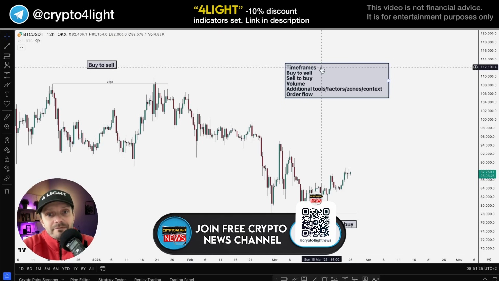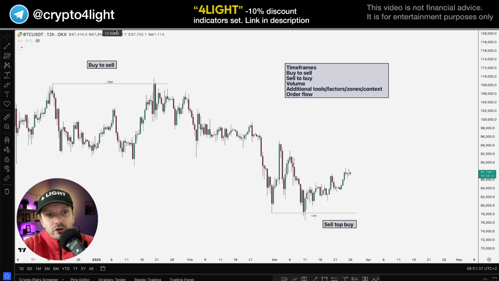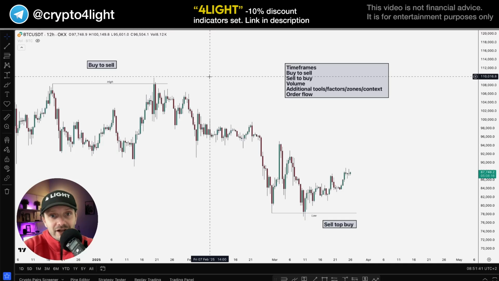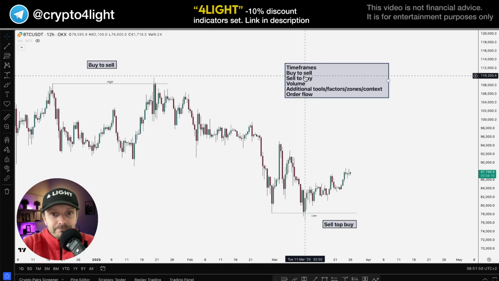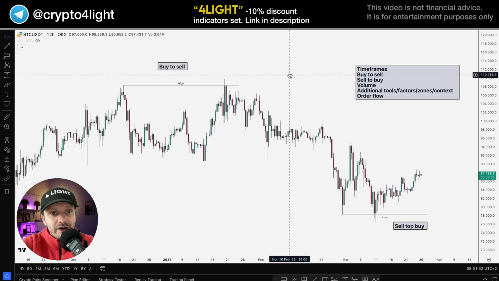So time frames matter. In this example, I want to show you the 12-hour time frame. Only this one. You can adjust and find absolutely the same models on different time frames. So it's just fractals. First time, it's buy to sell. So what does it mean?